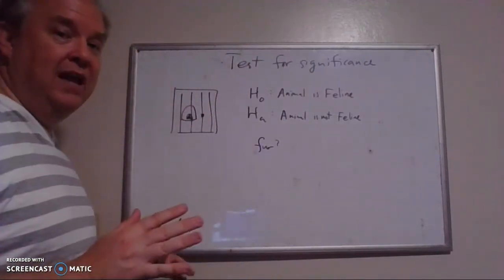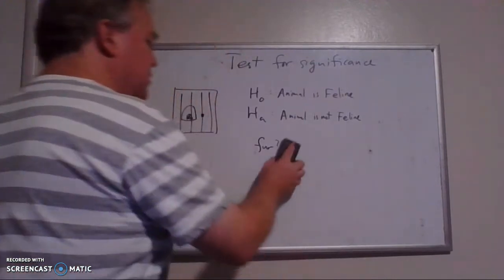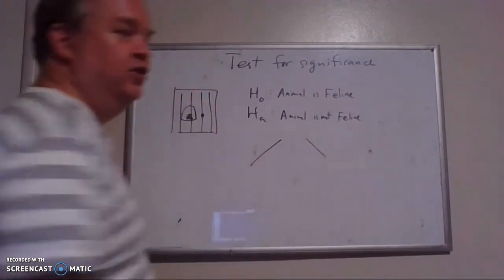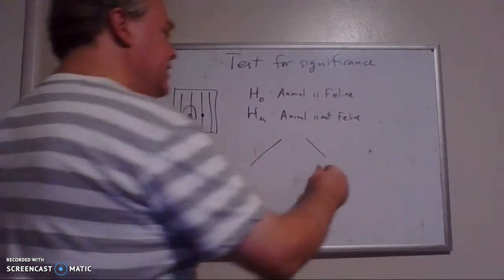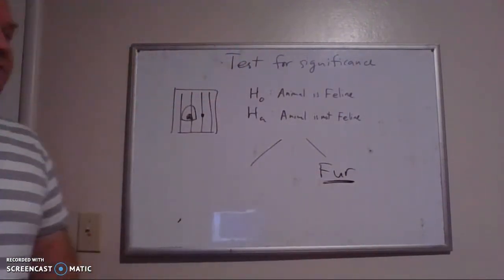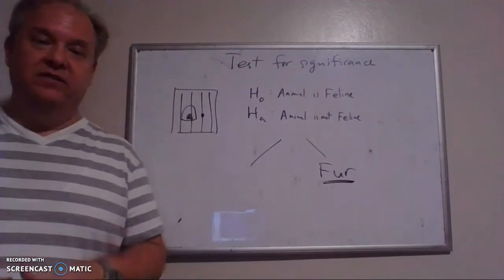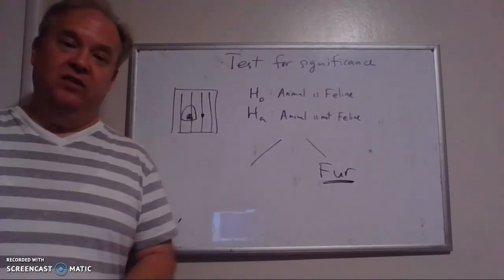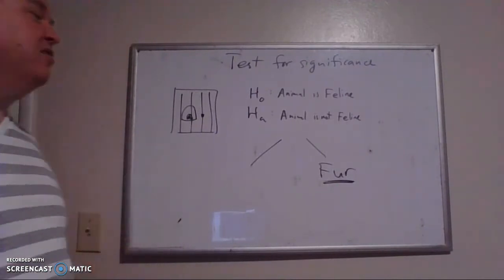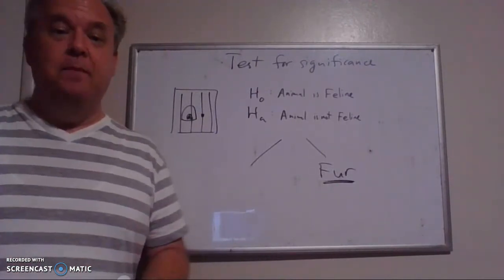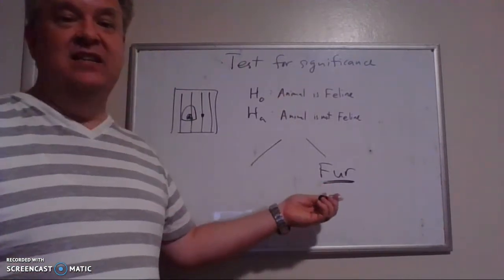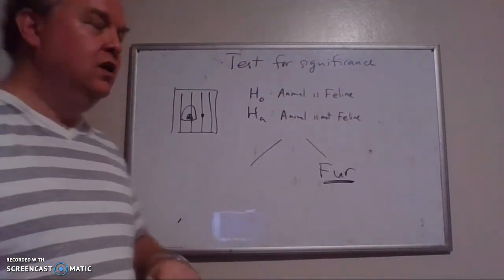So let's take both cases. There are two possibilities, and I'll do each one separately so we get the idea. Let's say we see fur. Oh good, I see fur. What does that mean? That means the animal very well could be a feline. It doesn't mean necessarily the animal is a feline, but if my null hypothesis were true, this is consistent with what I would see.